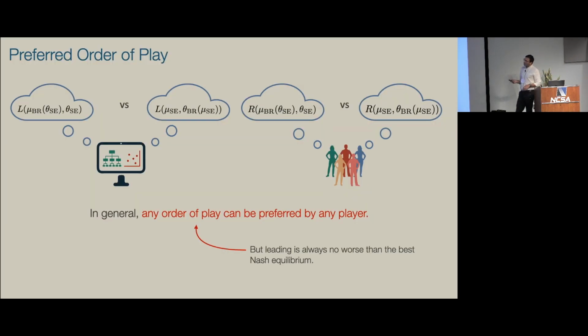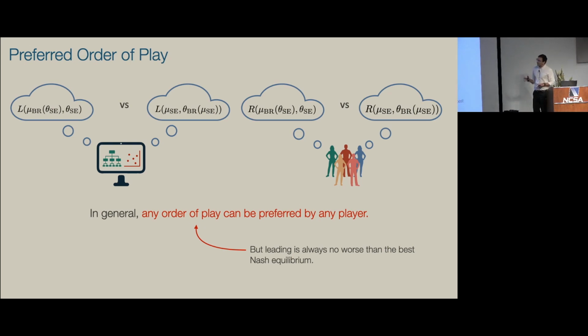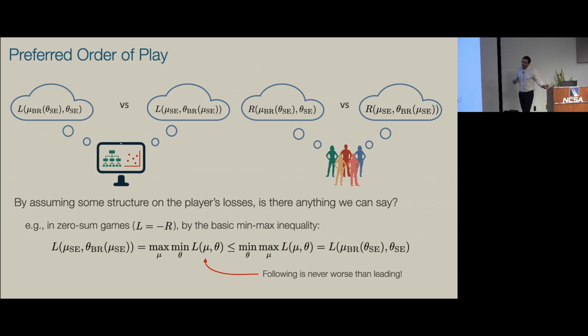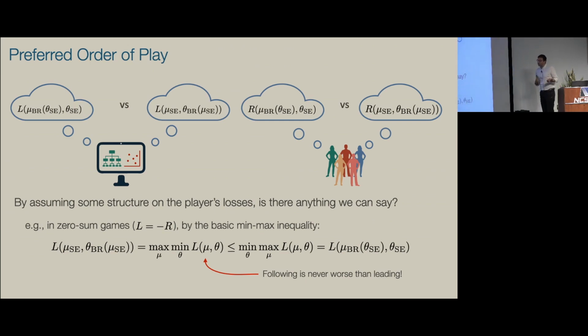So, the second result that I mentioned is a result on the preferred order of play in these types of games. In general, any order of play can be preferred by any player. But leading is always no worse than the best Nash equilibrium of these games. If we make some assumptions on the structure of the players' losses, we can actually say something about what equilibria both players prefer. In zero-sum games, just by the basic max-min inequality, you have this property here, which is basically saying that following is never worse than leading.